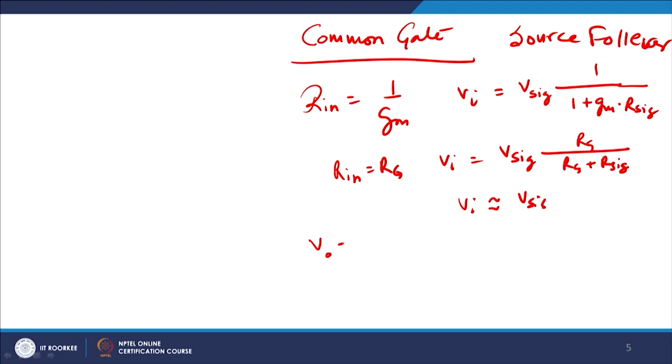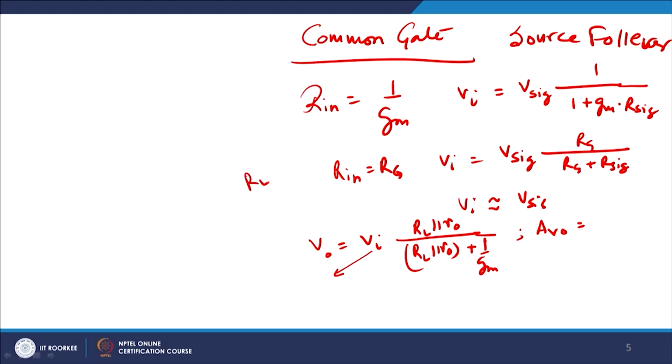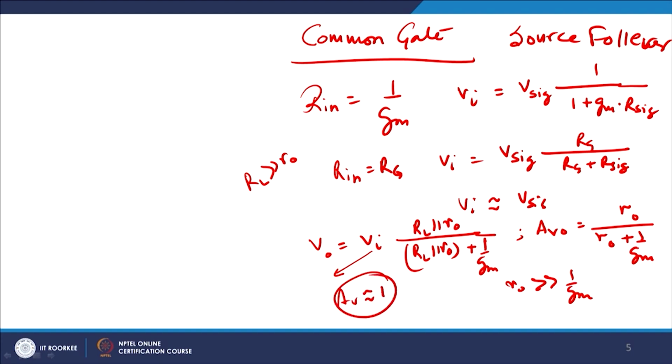So, I get V0 equals Vi into RL parallel to R0, plus 1 by Gm, fine, and therefore I will get the open loop gain AV0. So, this Vi will come in the denominator. Since RL is much larger as compared to R0, I can write this as R0 upon R0 plus 1 by Gm. Since in reality R0 is much larger as compared to 1 by Gm, we can write AV to be approximately equal to 1, because this will be very small, this cancels out, and I get 1.